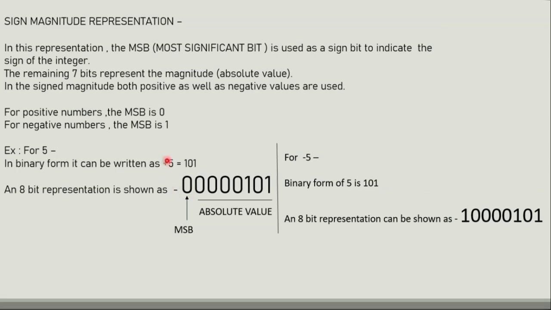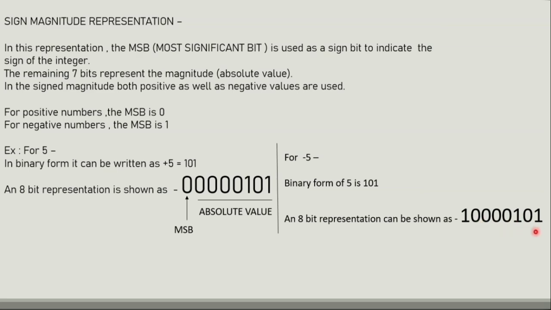Here we are finding the binary form of positive 5. So what will be the MSB of positive 5? It will be 0. So we have written 101 as it is, followed by 4 zeros. Then we got the absolute value, and we give the MSB in front. Similarly for negative 5, the binary form of 5 will remain as it is, that is 101. In the 8-bit representation we give 101, followed by 4 zeros.